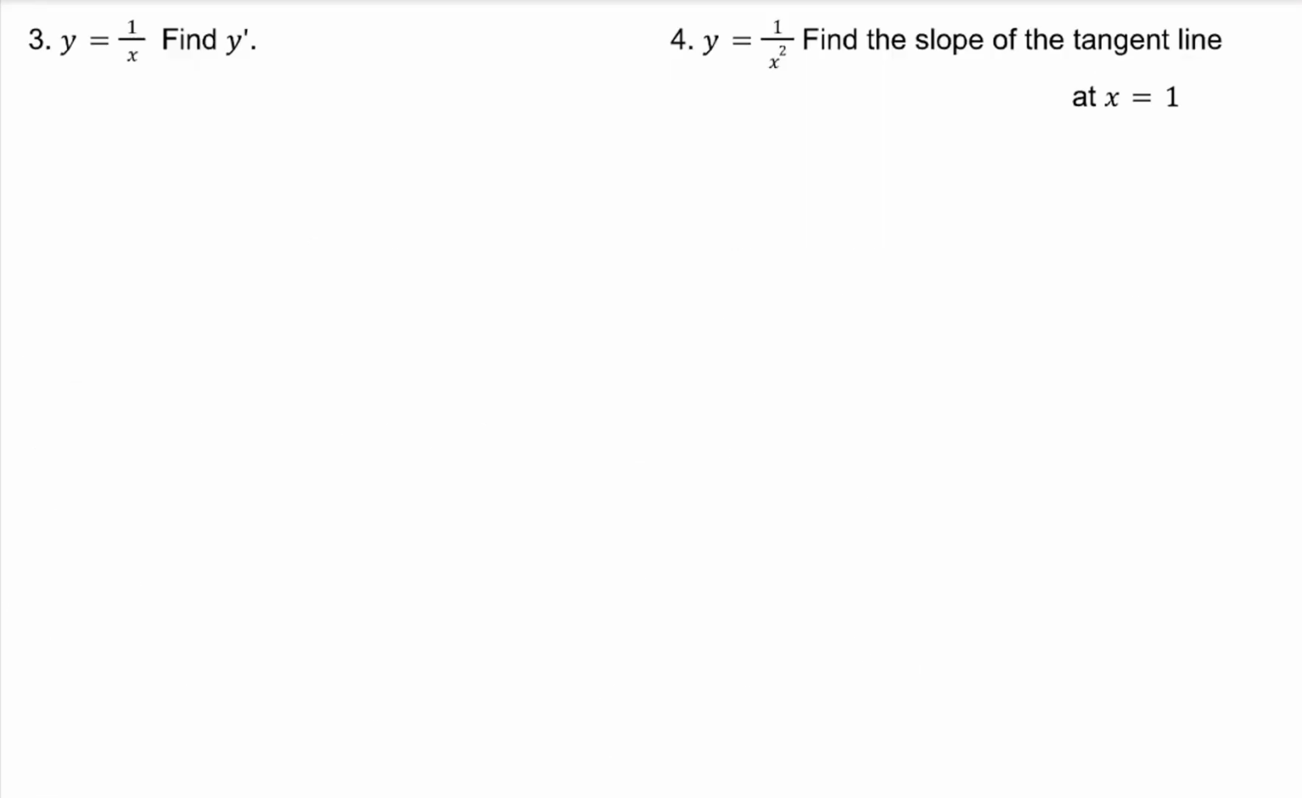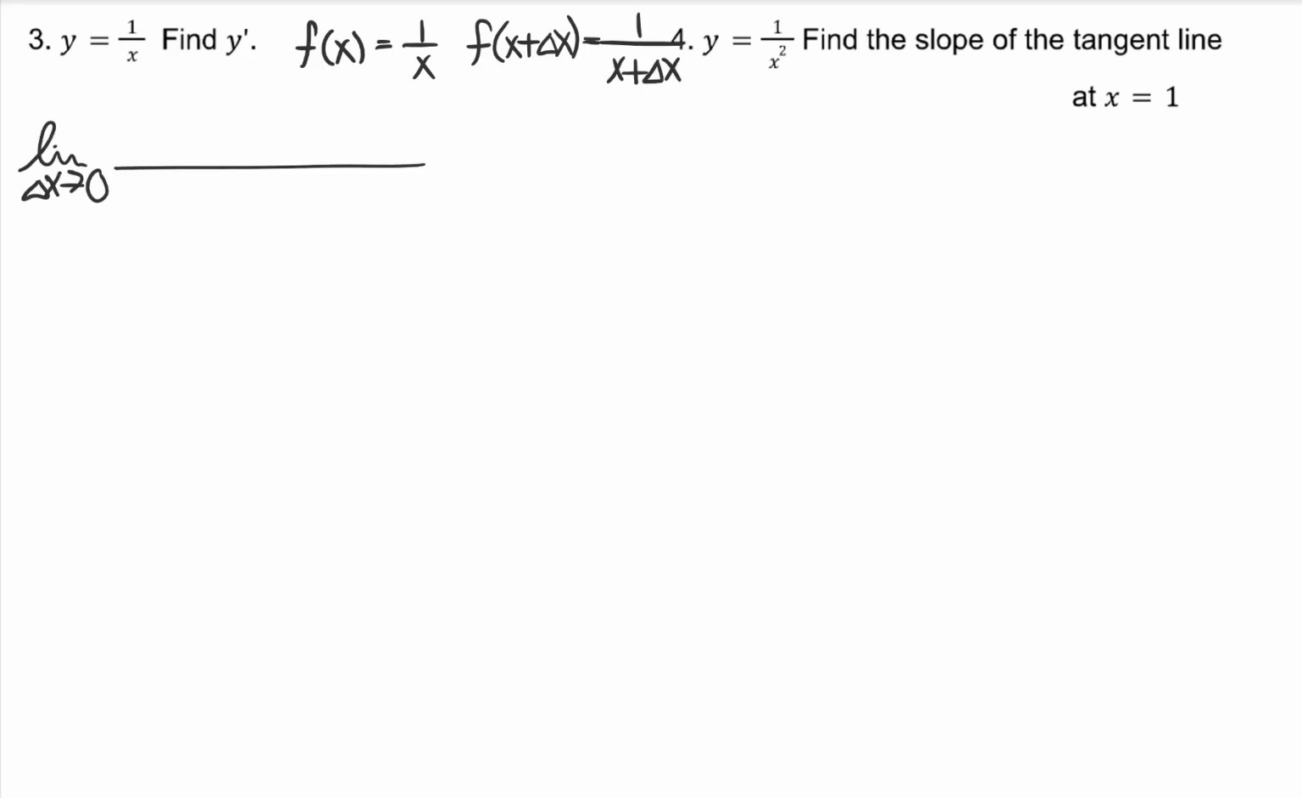y is equal to 1 over x, and so we're going to find y prime, the derivative. My function is 1 over x. So f of x plus delta x is going to equal 1 over, and we just replace the x with x plus delta x. And we'll evaluate with the limit definition of the derivative formula. When you're evaluating the limit of a complex fraction, your first step is to get a common denominator so you can combine those fractions.